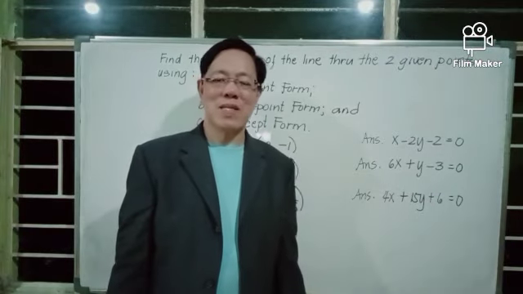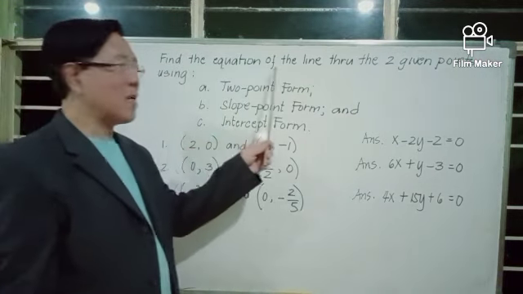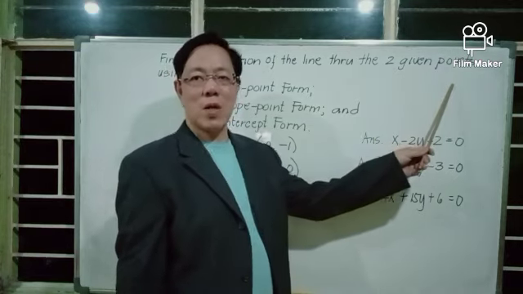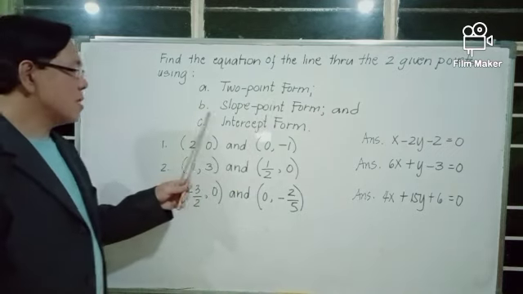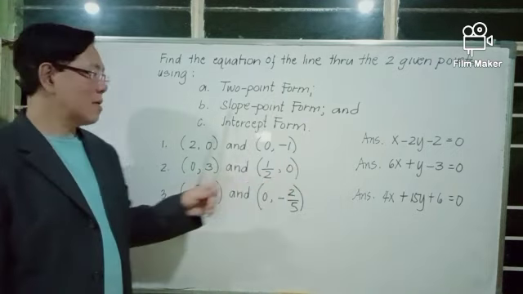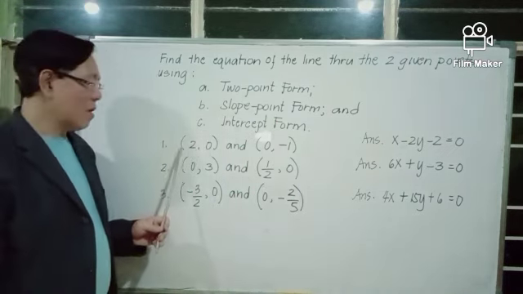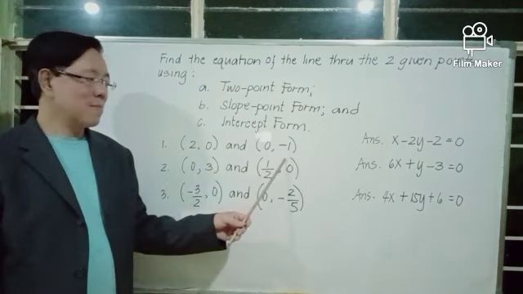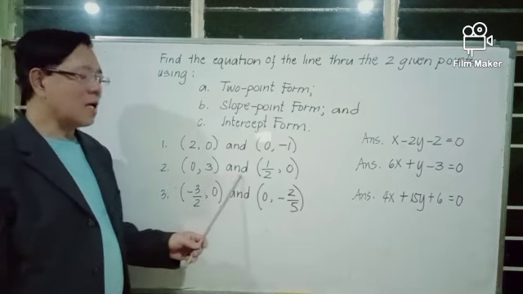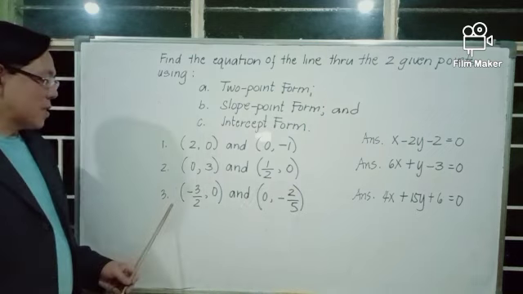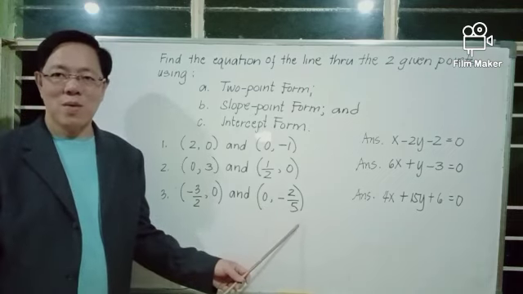For your practice, please try the following exercises. Find the equation of the line through the two given points using A, two-point form, B, slope-point form, and C, intercept form. In number 1, the two given points are (2, 0) and (0, -1). In number 2, the two points have coordinates (0, 3) and (1/2, 0). In number 3, the two given points are (-3/2, 0) and (0, -2/5).